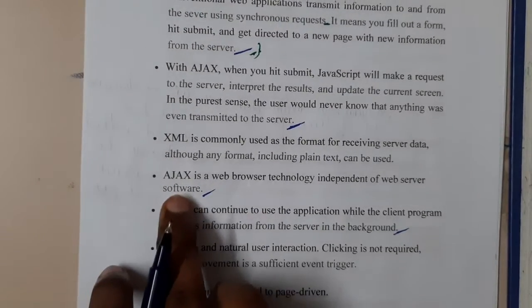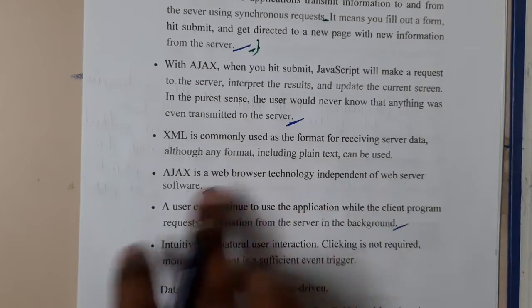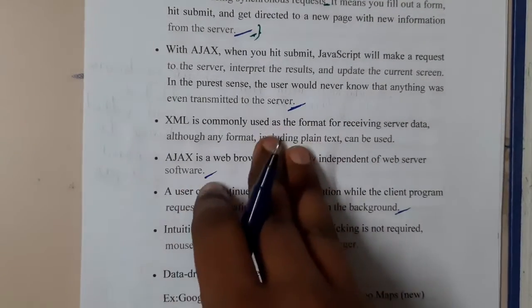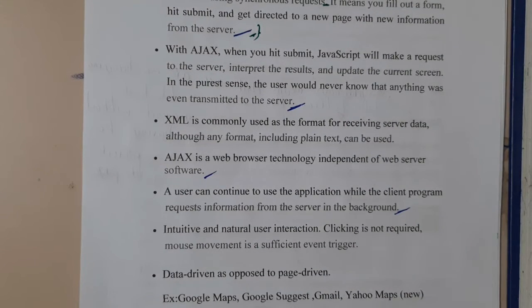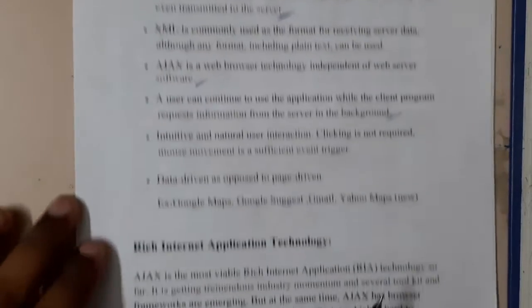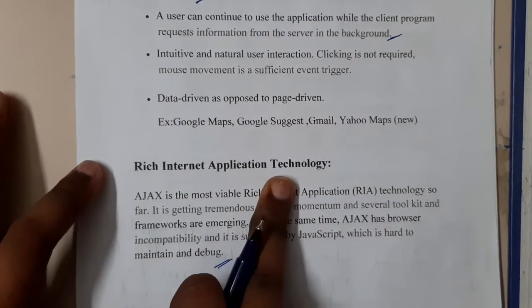Okay, so AJAX is a web technology, we can say, independent of the web server software. So basically AJAX is now habituated with every software, guys. Like if you are using any web browser, it is ready to accept the AJAX codes, guys. Okay, so that is the reason why we say rich internet application technology.